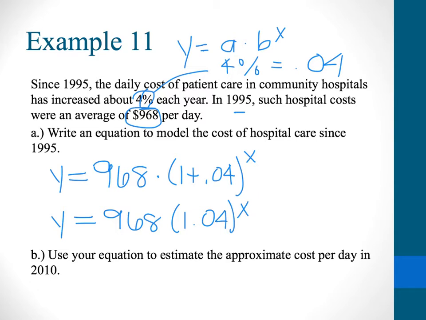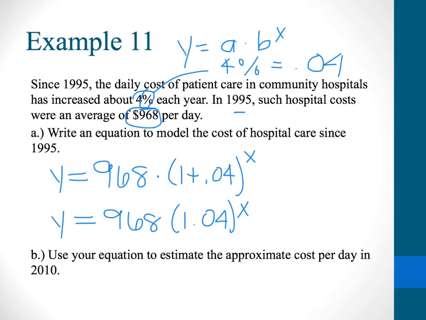Now, just because we like to double check ourselves, when I look at this, this 1.04 is a number that is greater than 1, which tells me that I have something that's growing or getting bigger. And if I come back up into my problem, it tells me that the patient care in community hospitals has increased, which means it's also growing. So that's a good quick double check to do.